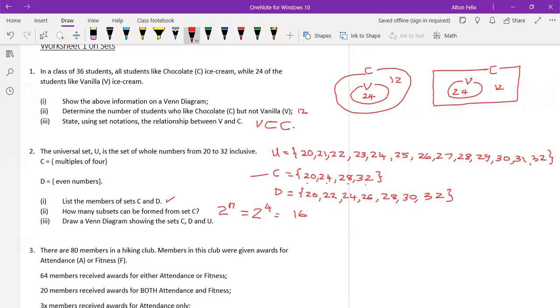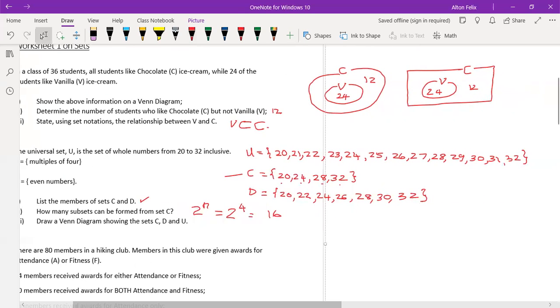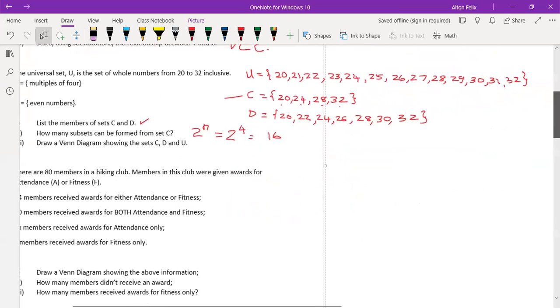Draw a Venn diagram showing sets C, D, and U. Okay, so that should be very interesting. Now that we have our sets properly laid out there, let's see if we can get a Venn diagram. So we're gonna come down a bit.